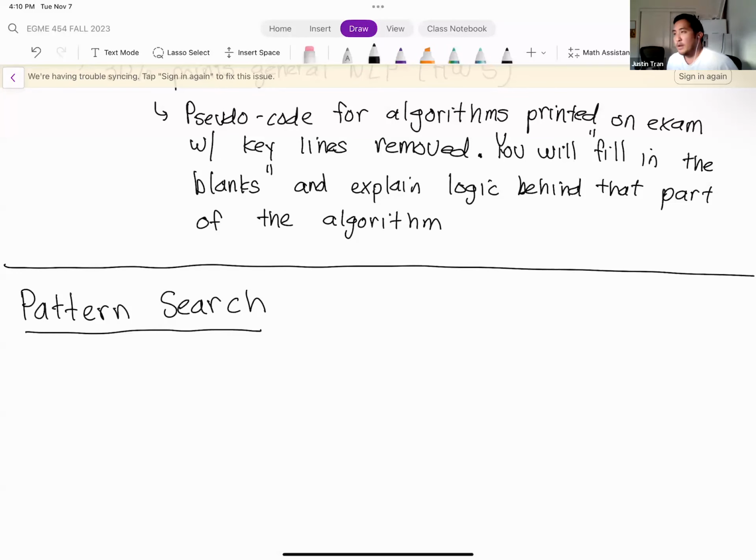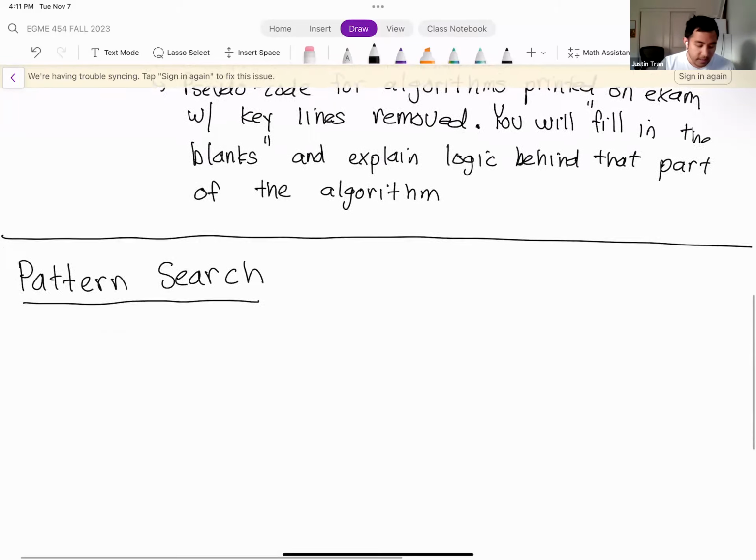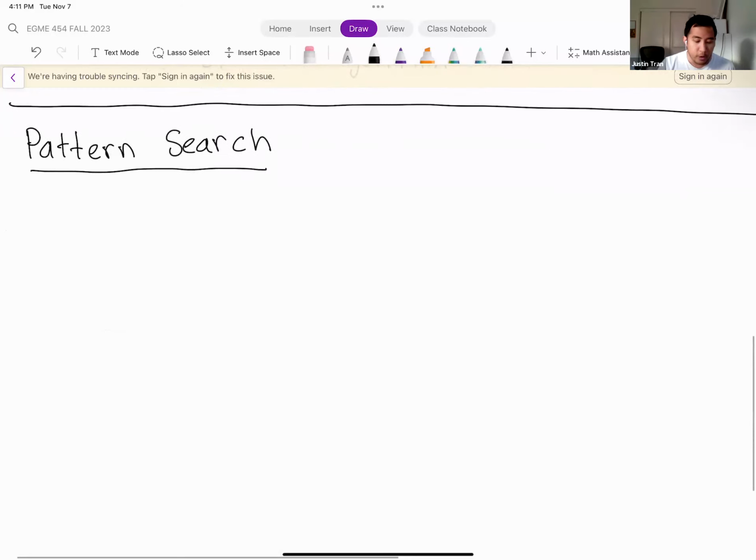Okay, so pattern search, this is the fourth algorithm that we're going over in this section. So far we've gone over Monte Carlo, random walk algorithms, coordinate search, and now we're on pattern search. Remember, the whole idea about pattern search is to be an improvement over the coordinate search.